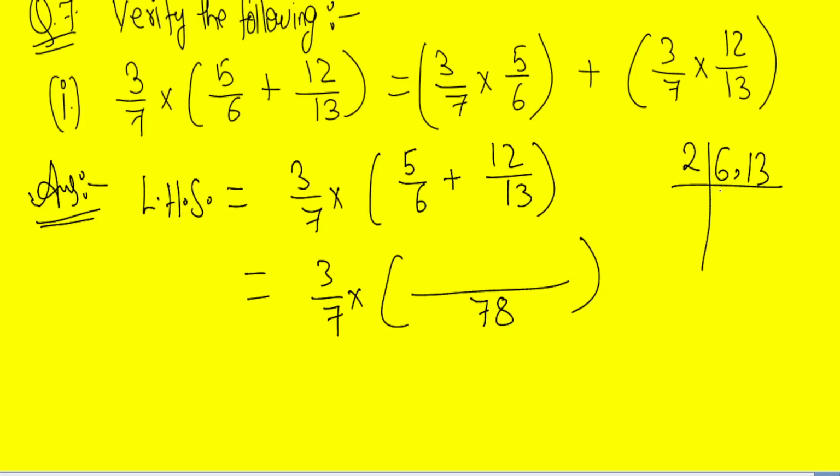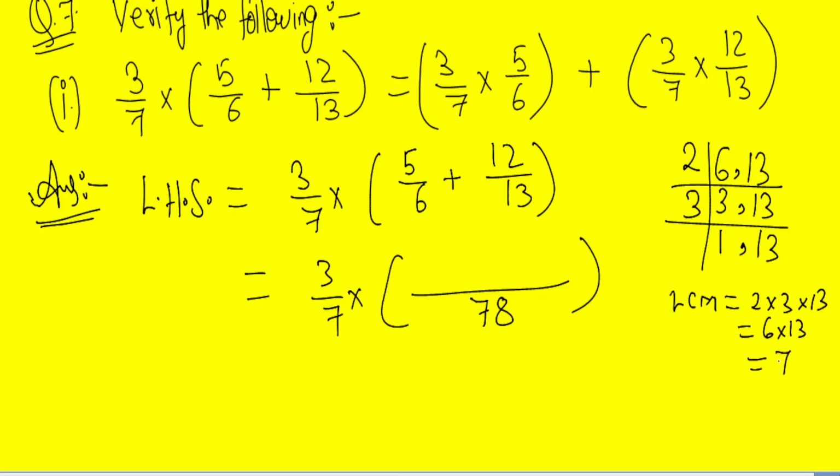First we will divide by 2. So this 6 will get divided 3 times and 13 will not get divided, so we write it as it is, 13. Now we divide with 3. Now 3 is divided by 3 one time, but 13 does not get divided, so it will remain as it is. Now simply we can write LCM equal to 2 multiply 3 multiply 13. So it is 6 multiply 13, so it is 78. Clear beta?